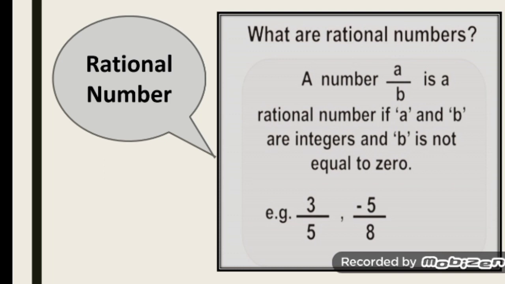A rational number is a number which is expressed in the form of a by b, where a and b are integers and b is not equal to 0. For example, 3 by 5, minus 5 by 8. You can write any example of a rational number.